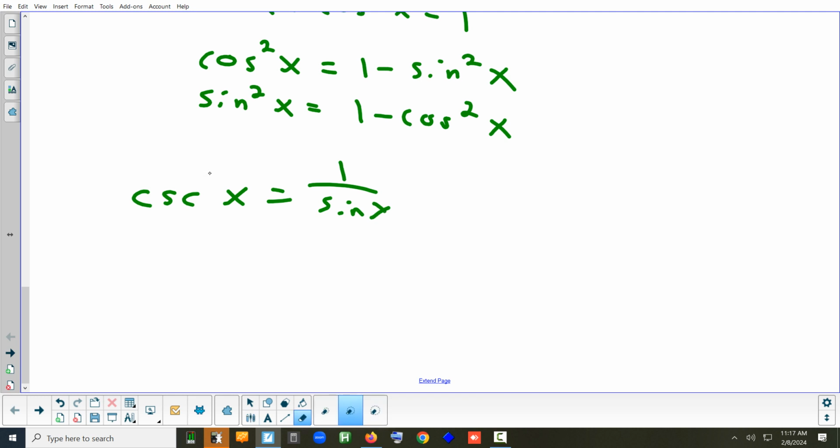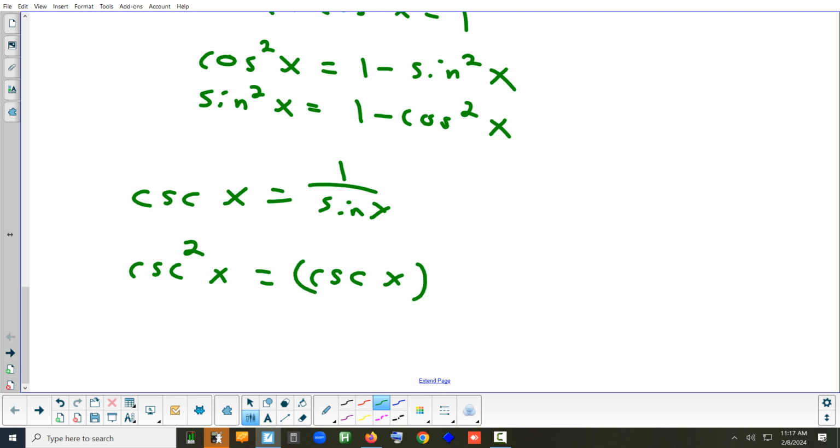Cosecant is 1 over sine. Well, cosecant squared would mean cosecant times another cosecant. That's cosecant squared. Well, up above it says cosecant is 1 over sine, and you have another cosecant, which is another 1 over sine.